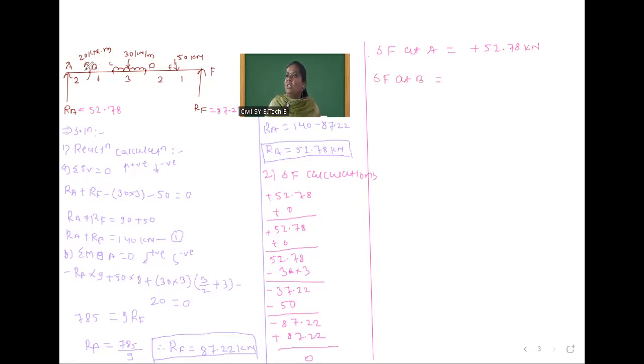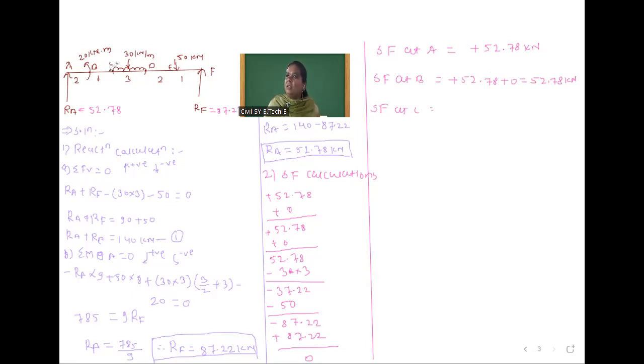Okay. So you observe here at B, a moment couple is there, so vertical force is not. So plus 52.78 plus 0, which is equal to 52.78 kilonewton. After that, in between B to C, there is no force. So shear force at C, we will calculate at C.